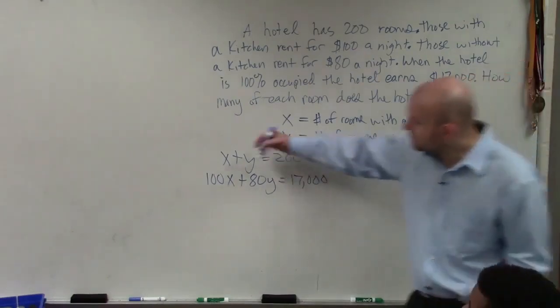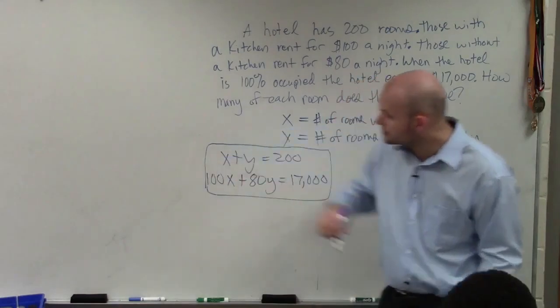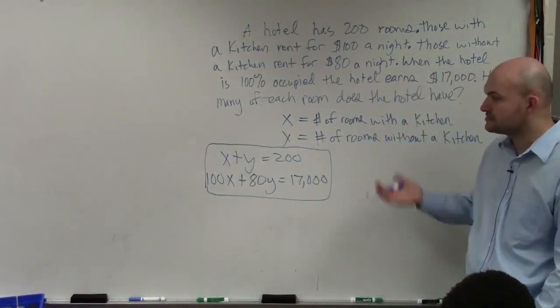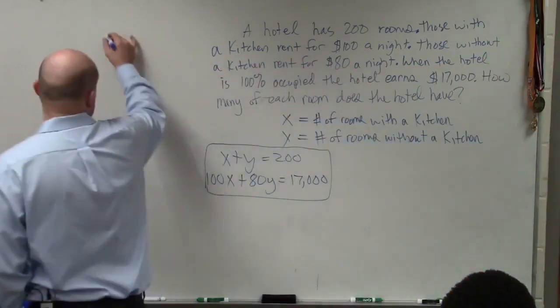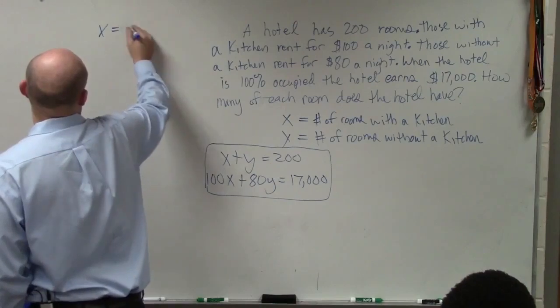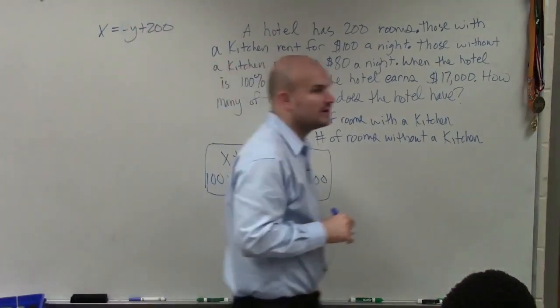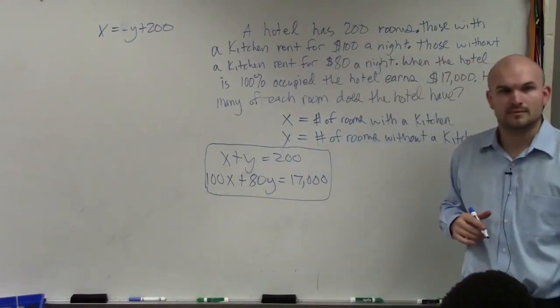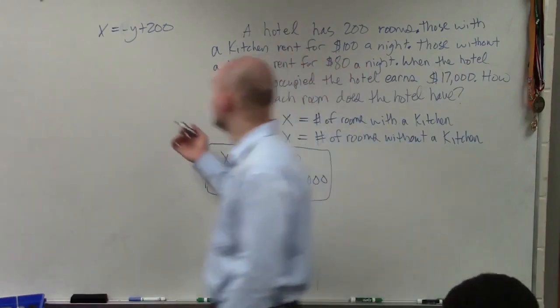So now, ladies and gentlemen, we have created a system of equations just like what we have done before. So we just need to pick a variable to solve for. I'm going to pick x. So I'll say x is equal to negative y plus 200. Does everybody follow me on what I did up top? And then we take that and plug it into our other equation.